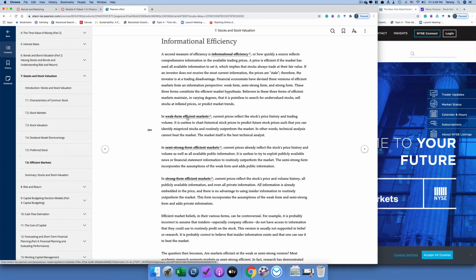In what they call a weak form efficient market, the current stock prices reflect the stock's history and trading volume. What that implies is that none of us can look backwards and try to predict the future cash flows based on the cash flows from the past any better than the market already does.